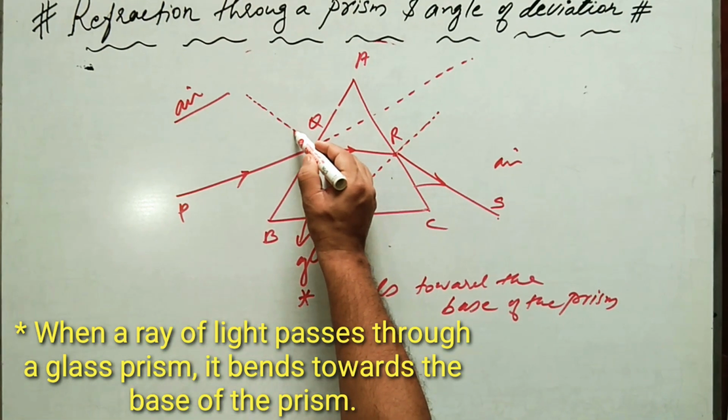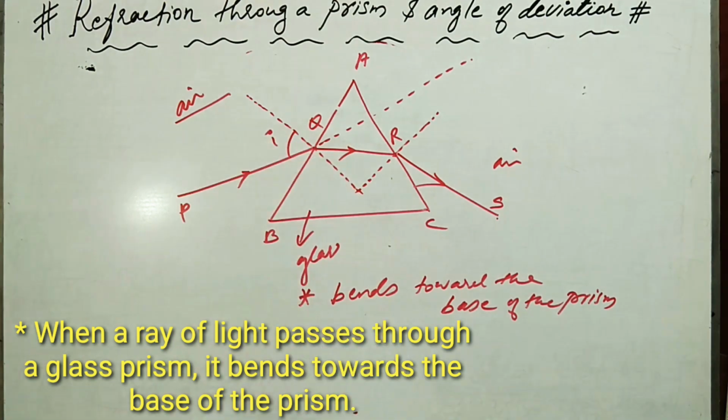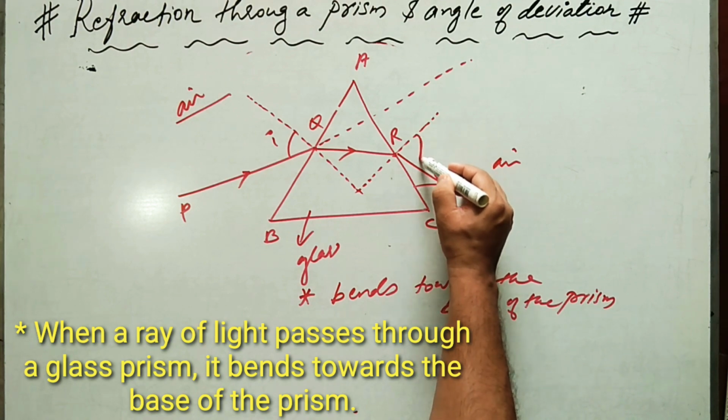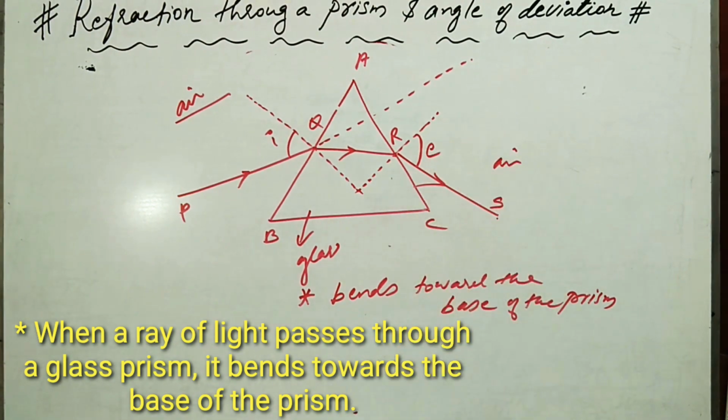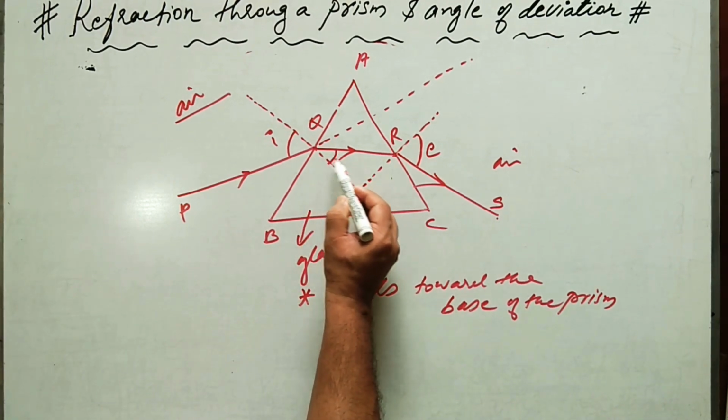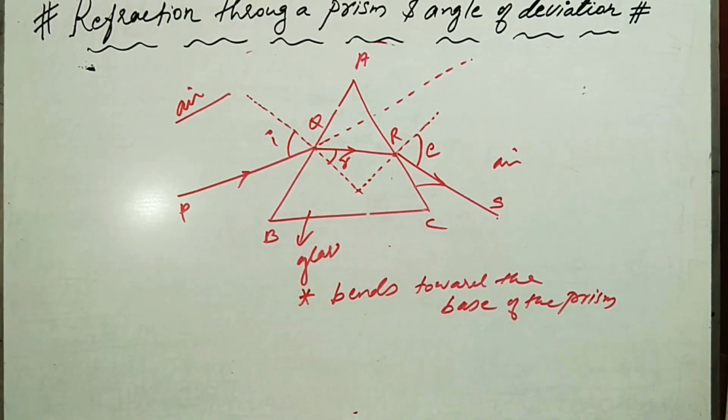So this is the angle of incidence, as you know, the angle between the incident ray and the normal. The angle between the normal and the emergent ray is known as the angle of emergence. And the angle between the normal and the refracted ray is known as the angle of refraction. All the angles we have marked.